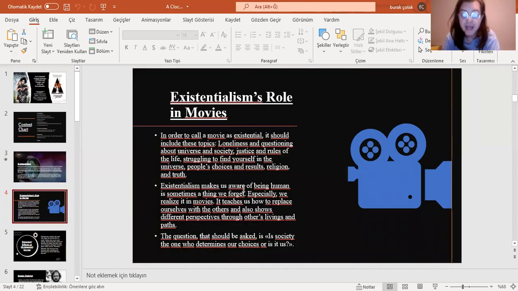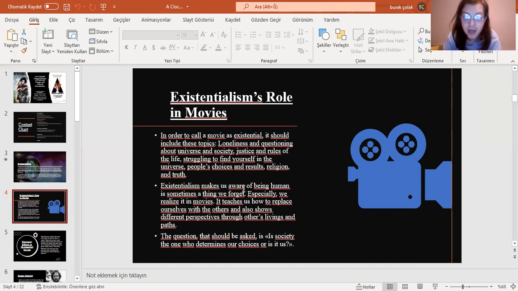Existentialism's role in movies. In order to call a movie existential, it should include these topics: loneliness and questions about the universe and society, justice and rules of life, struggling to find yourself in the universe, people's choices and results, religion and truth.